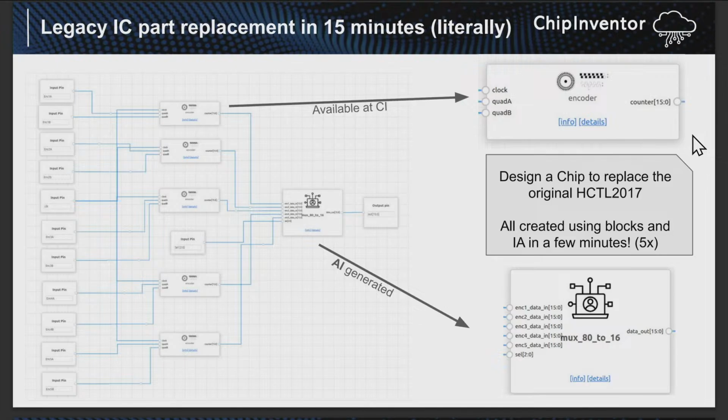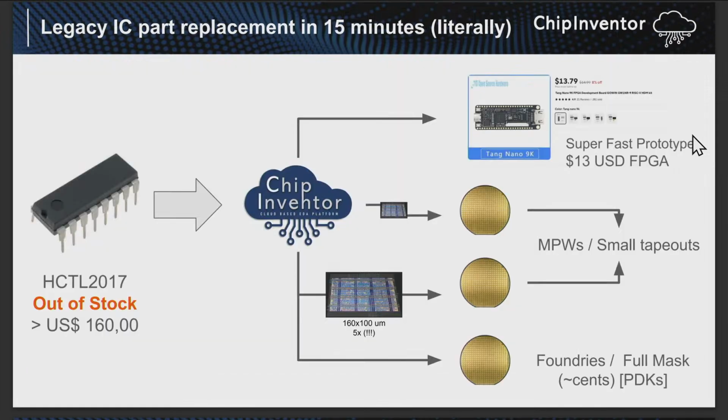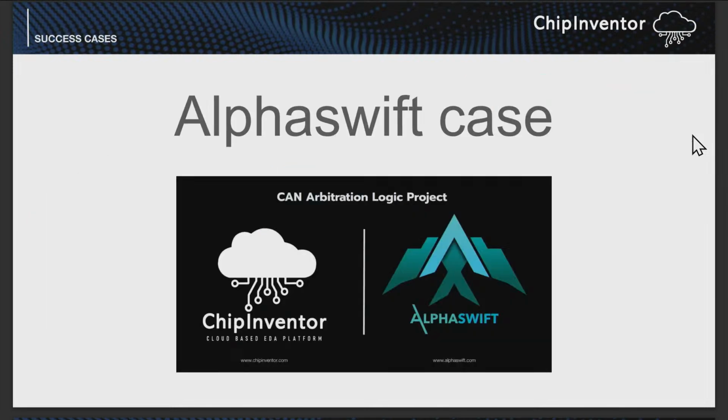This is the complete design using some quadrature encoder blocks. You can generate a MUX with the AI, and this generates a chip that can cost cents by doing a full mask, for example. And you can load such a design on a low-cost FPGA. I saw the group from Unicamp using this FPGA also. It's pretty affordable to do some tests. Or you can do MPWs or a full mask, and you get a replacement for an out-of-stock chip.